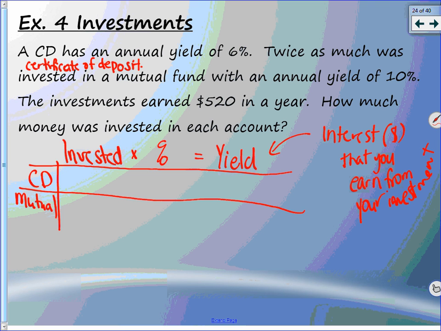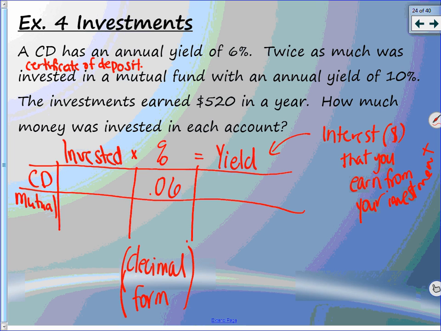So the interest that you earn from your investment, they also call that the yield, because that's what you get out of it. Kind of like in baking, the yield is 3 dozen cookies. This is the yield from your investment. So the CD, the percent, is 6%. So I'm going to actually just go ahead and write that as a decimal, just so I do my math right.